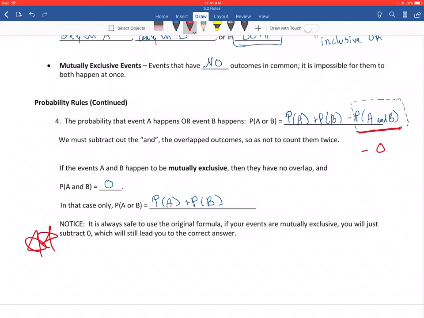If your events happen to be mutually exclusive, what happens right in that very last stage is that you'll end up subtracting 0, which is no harm. Nothing happens. You're just like, oh, I didn't have to do this part, but that's fine. But if you need to subtract something, if there's actually something there to subtract and you don't, then you're in trouble. Then your answer's not correct. So it's better safe than sorry to just always use this kind of bigger formula.